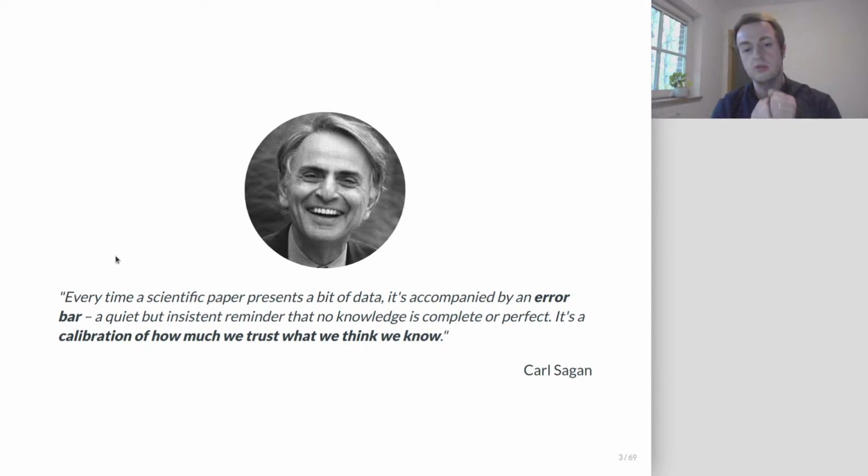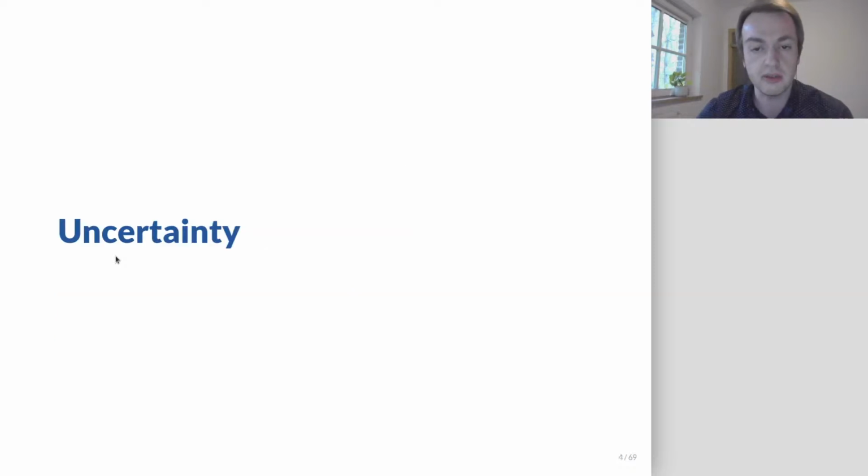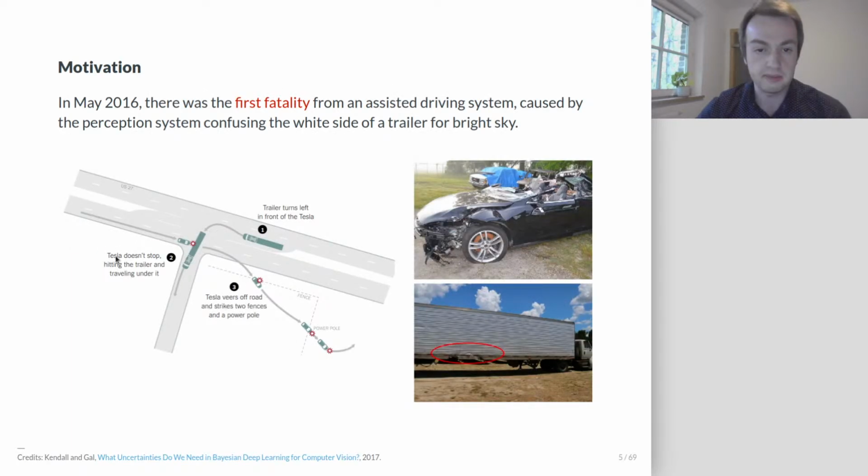As soon as you show that there are plenty of things you don't know, and there is some uncertainty about this value, then you have a much more nuanced discussion about this result. All right. So let's dive in and let's talk about uncertainty.